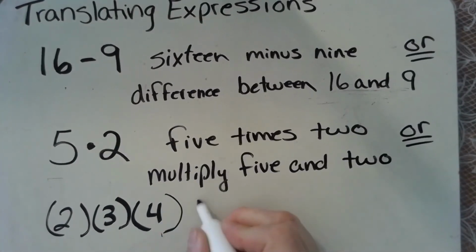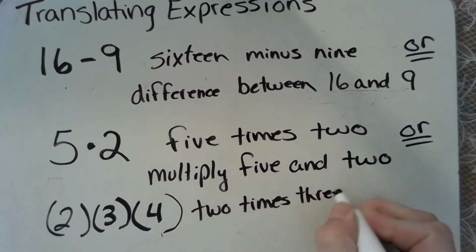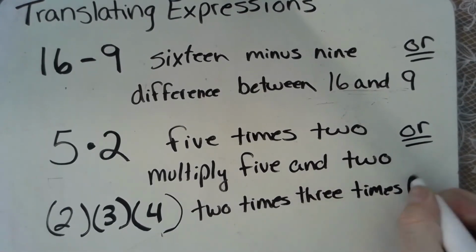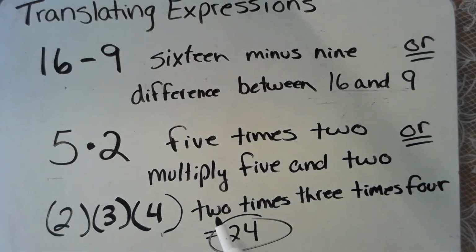What this one here means is 2 times 3 times 4. You're just multiplying the 2 and the 3 and the 4. 2 times 3 is 6. 6 times 4 is 24. So the answer to this one would be 24. Okay? But the expression or the translation would be 2 times 3 times 4, putting this mathematical sentence into an English sentence, understanding what it means.